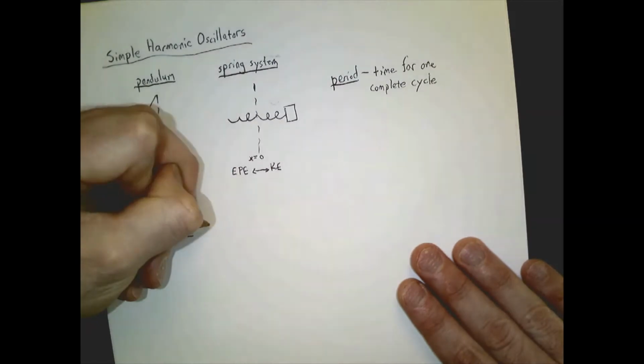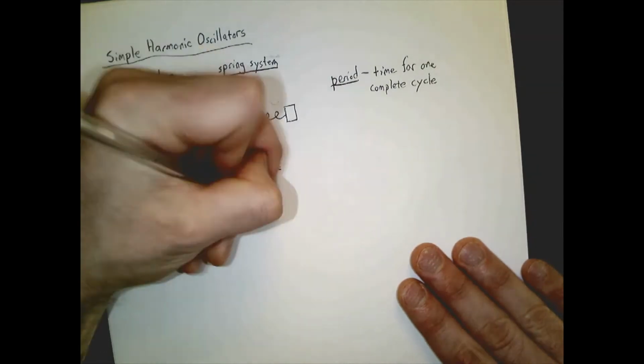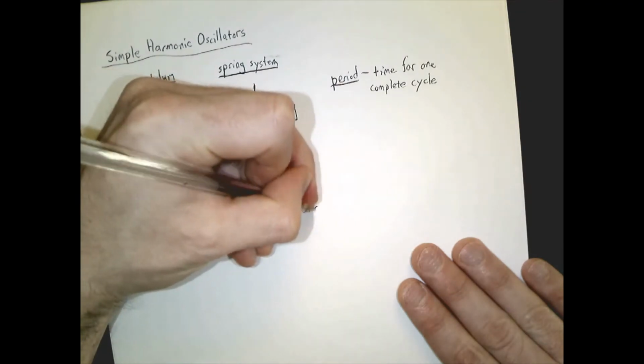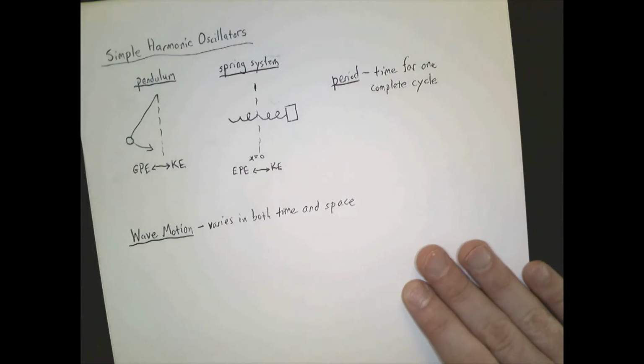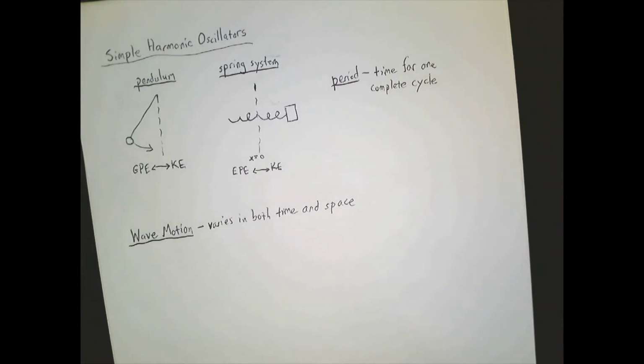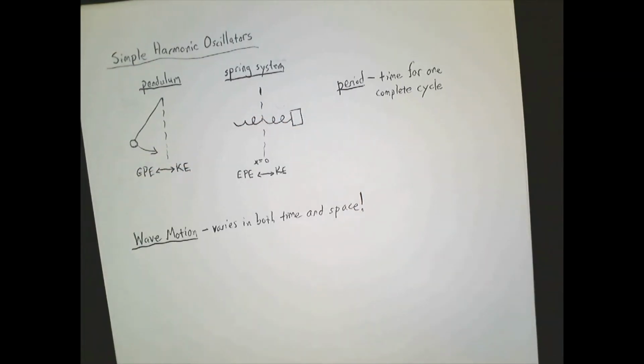So wave motion varies in both time and space. So this wave is clearly changing its motion as a function of time, but depending where we are in the wave in space, we can actually see different things happening at the same times.